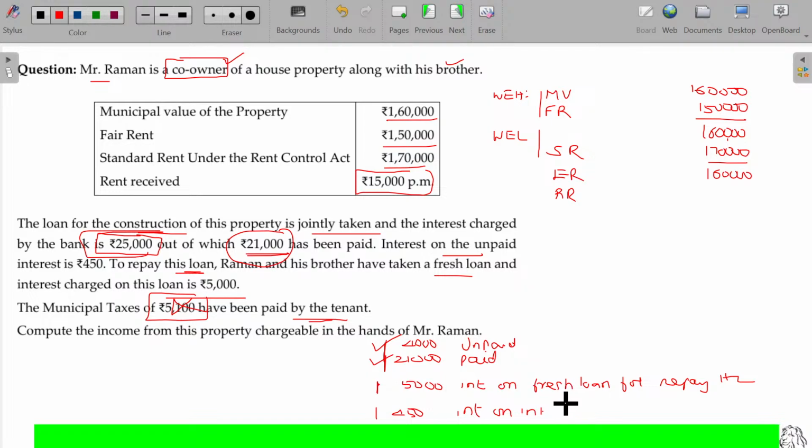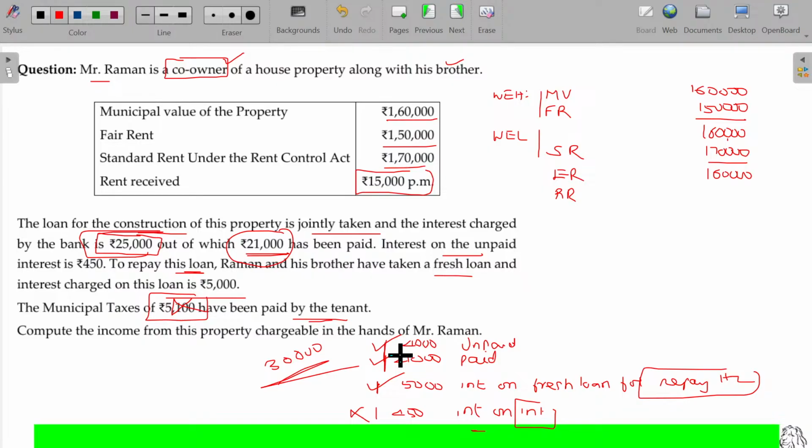Interest on fresh loan for repaying the housing loan. So, the original house loan is also a housing loan. To repay that, he has taken one more loan. This new loan is to repay the housing loan only. So, in that case, that interest is also eligible for claiming the deduction. But in this case, this interest is paid for delayed settlement of the loan. Interest on interest is not housing loan, right? So, this is not eligible for claiming the deductions. Only these 3 can be claimable. How much? 30,000 rupees can be deductible here.